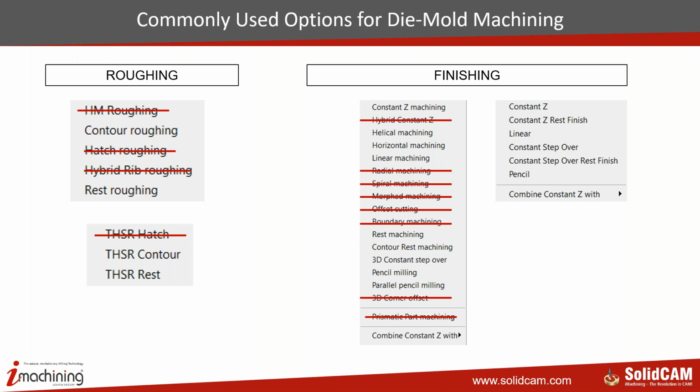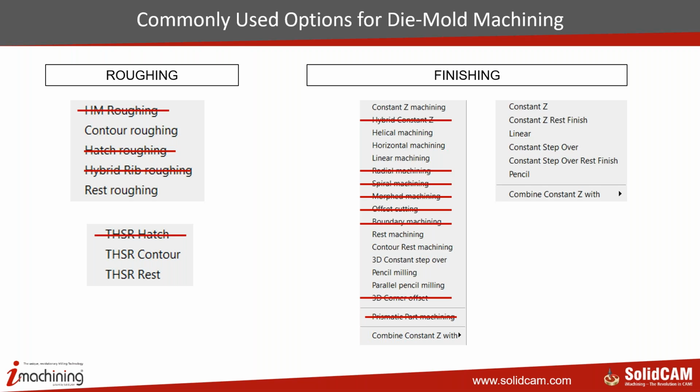In finishing, 95% of the times, the two strategies that are used by mold makers are constant Z and linear. These are the two strategies that mold makers use to actually finish their part. The other 5% is taken over by rest finishing and to some extent constant cusp machining. These are the 4 or 5 different strategies generally people use in their day-to-day life.